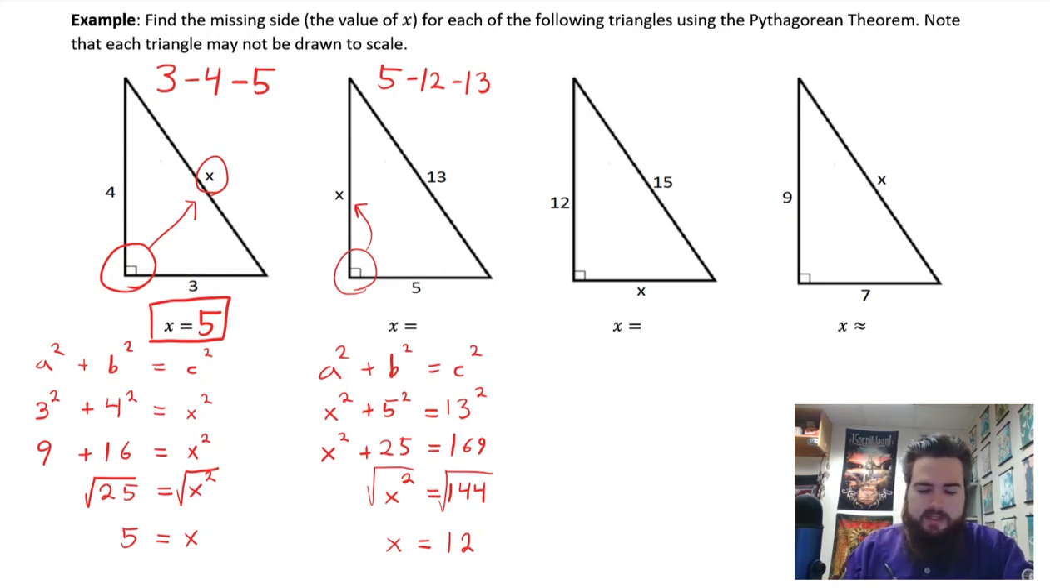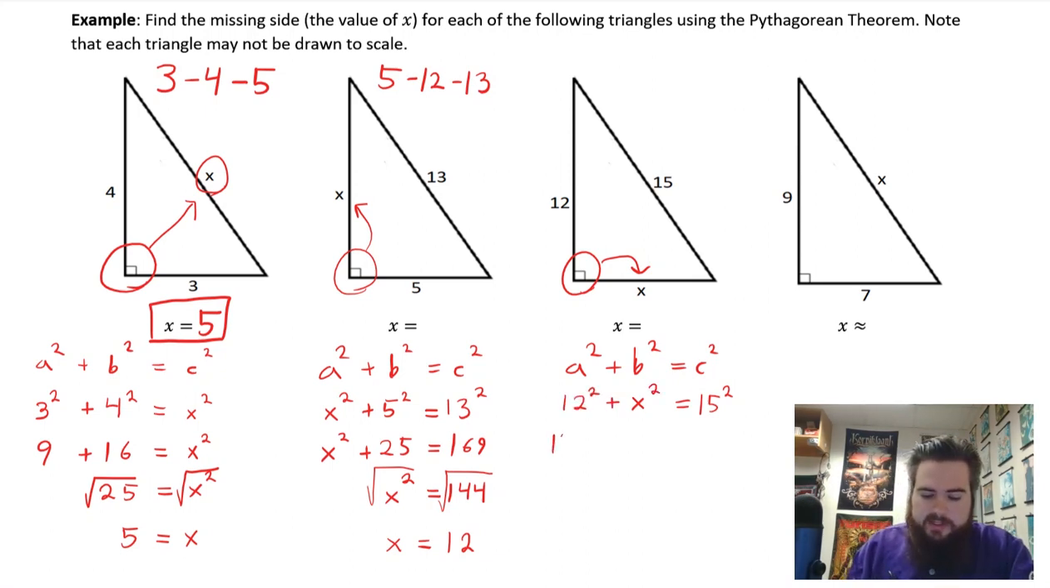For the third example, note again that the side length that we're trying to solve is next to our angle measure of 90 degrees. That means that the side length that we're trying to solve for, x, is not the hypotenuse. 15 is the hypotenuse here. So when I use a squared plus b squared equals c squared, I will plug 15 in for c and plug x into either a or b. I used x as a last time, I'll use x as b this time, although it does not matter.